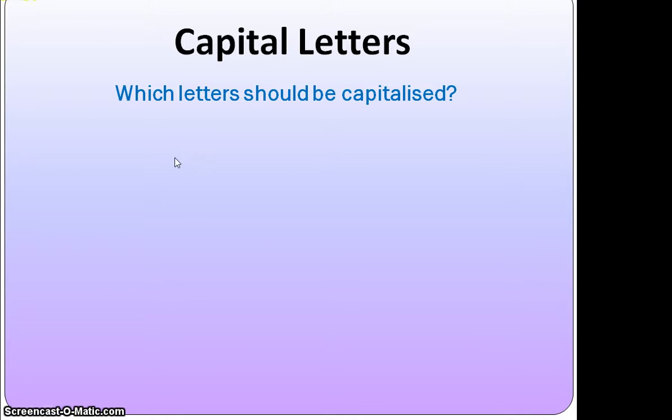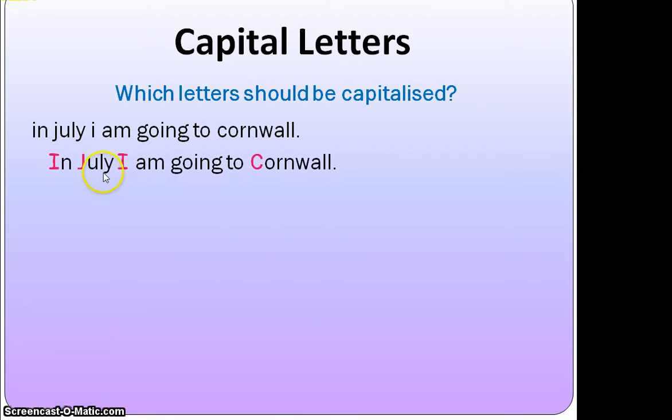Okay, which letters in the following example should be capitalized? In July, I'm going to Cornwall. As we decided, the first letter of the sentence, this I needs to be capitalized. July, J should be capitalized. We decided that I at all positions must be capitalized. Going to Cornwall, Cornwall is a proper noun, so C should be capitalized here. In July, I'm going to Cornwall.